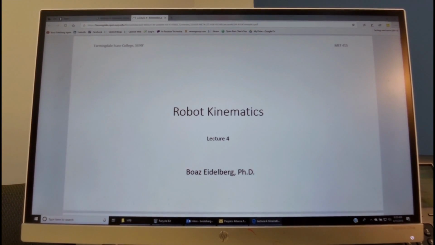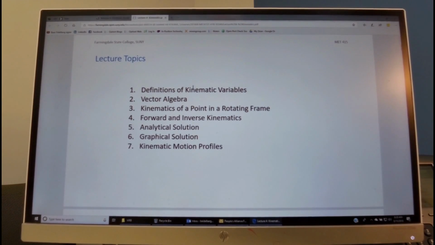In our presentation, we will cover some definitions of kinematic variables. We'll talk a little about vector algebra, kinematics of a point on a rotating frame. We'll see the difference between forward and inverse kinematics. We'll take a look at analytical solution and graphical solution to the kinematic problems, and also some common kinematic motion profiles which are being used in robotic analysis.